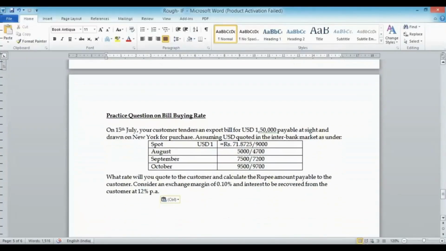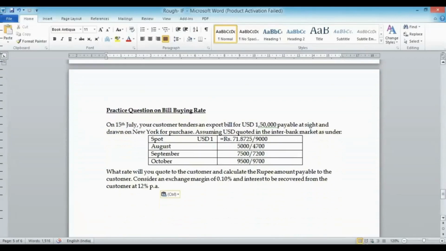Hello everyone. I continue with my last lecture itself. In the last lecture we discussed and tried to understand how the calculation of bill buying rate has to be done. In this lecture again I am trying to take up one more numerical for better understanding of how calculation of bill buying rate has to be done. This was the problem which I gave you in the last lecture.